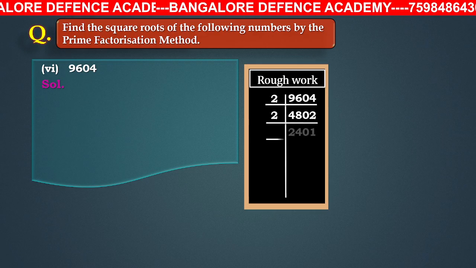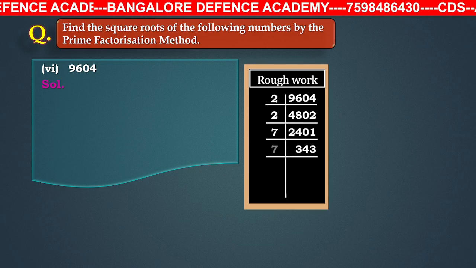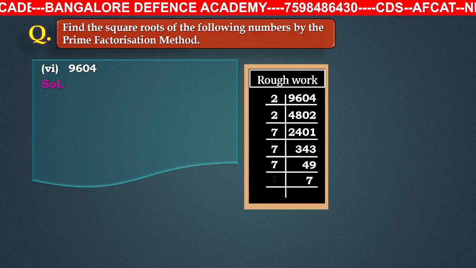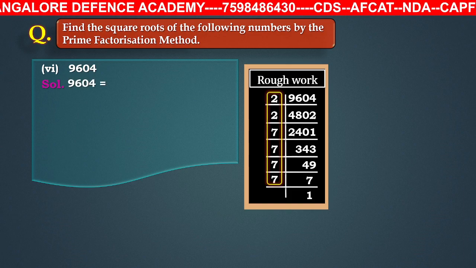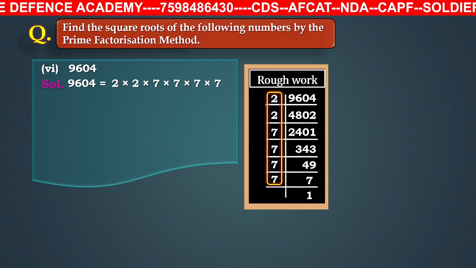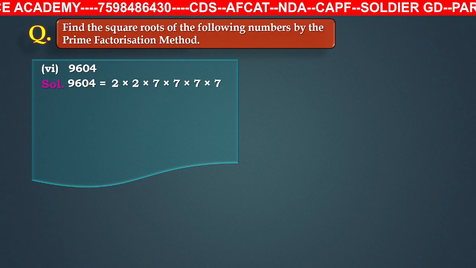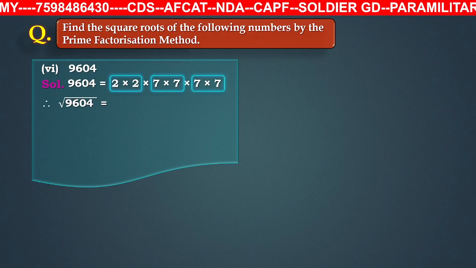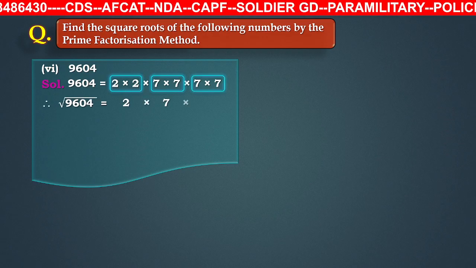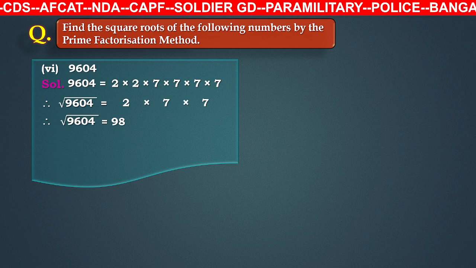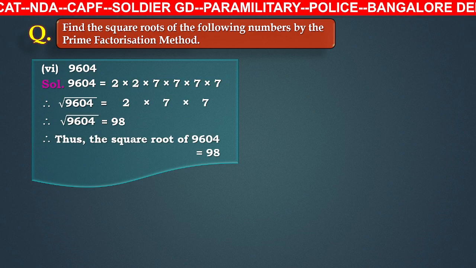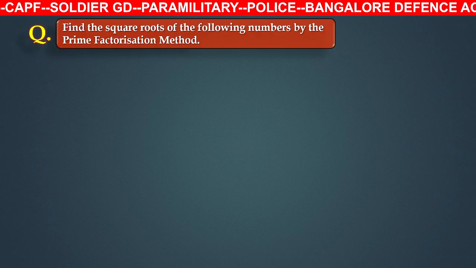In the same way you can try this by yourself: 9604, you get the answer. Now these numbers I'm going to write horizontally: 2 into 2 into all these 7s, which I'm going to take as pairs now. 2, 7, and 7. So I get 49 into 2, that is 98. The square root of 9604 is 98.